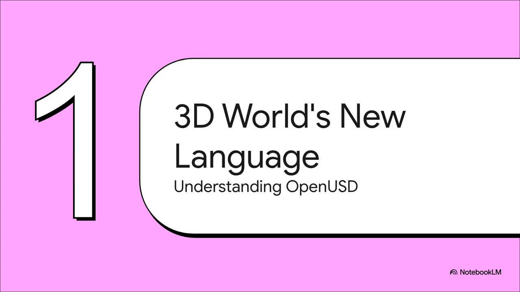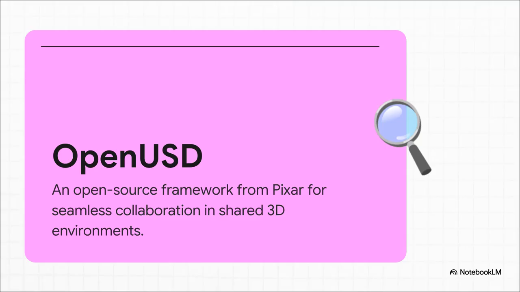Okay, first things first, let's get into the 3D world's new language. To really get why the certification matters so much, you've got to understand the technology that's driving this quiet revolution across like a dozen different industries. So the answer to that question is OpenUSD, which stands for Universal Scene Description. And get this, it was originally developed by the animation wizards over at Pixar. It's this incredible open source framework that lets a bunch of different users using different tools and systems all work together on the exact same 3D scene at the same time. It really is becoming the HTML of the 3D world.